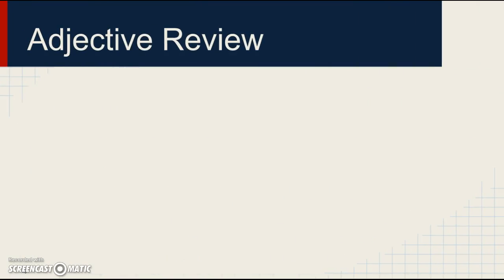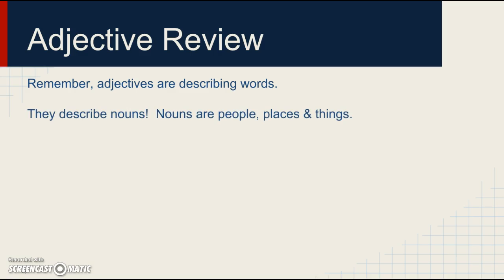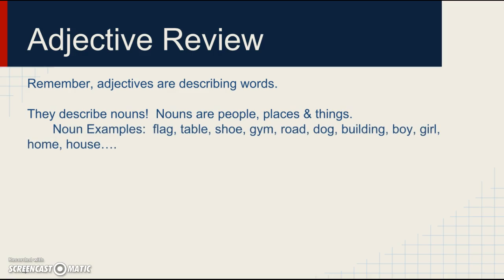Okay, back to adjectives. A couple things about adjectives. Remember, adjectives are describing words. They only describe nouns. Nouns are people, places, and things. For example, we have flag, table, shoe, gym. You can read some of those there. And again, if you need to pause this for any reason, you can pause it, write some of these down, take some notes, that's fine. But again, nouns are being described by adjectives.